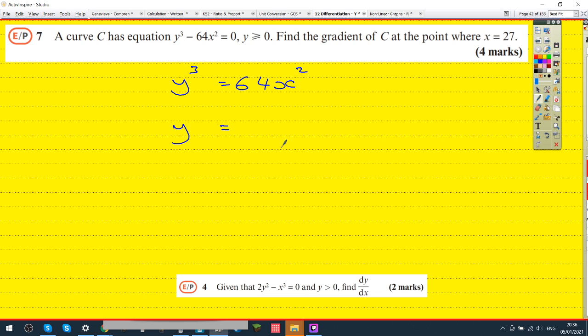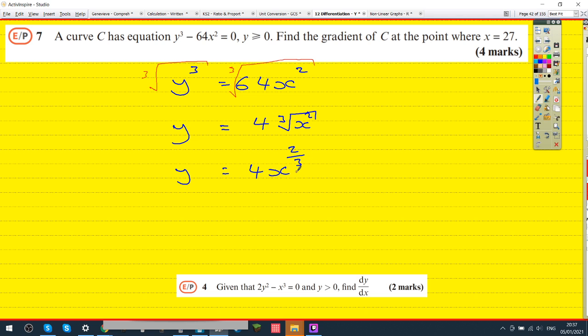But if you cube root, would that get rid of x on the right? No. Okay. So it'd be y equals 4x. So it's like 4, the cube root of x squared. And any idea how you can write that in index form so it's easier to differentiate? 2 over 3. Well done.